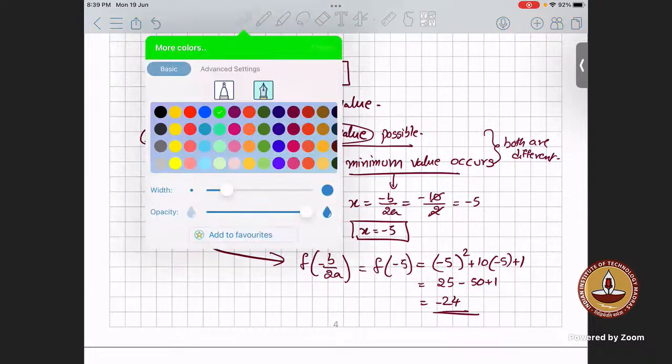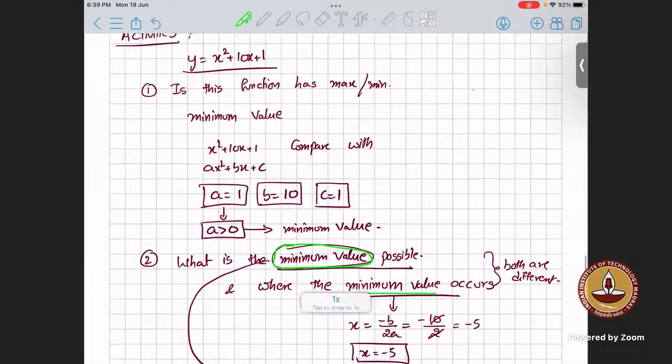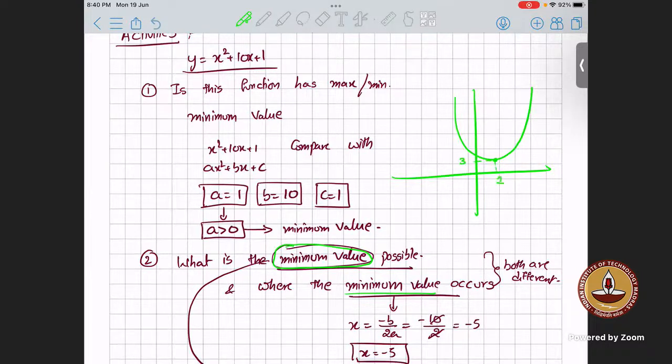Look, the minimum value and where the minimum value occurs. I'm drawing the graph like this. If the graph is like this, this is the minimum value, the y value. Let's suppose this is 3 and this is 1. At x equal to 1, you will get the minimum value, which is equal to 3. Are you getting the point?